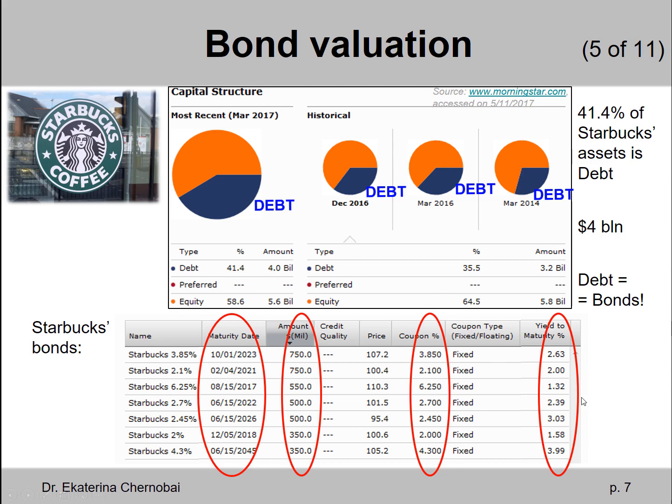And in the last column, you can also see how the yield to maturity, which is the discount rate, or IY, differs for all these different categories. For example, you may notice that the yield to maturity is by far the highest, 3.99%, for the bonds which have a very long time left until they mature, which is the year 2045.